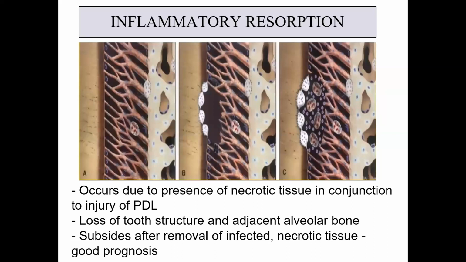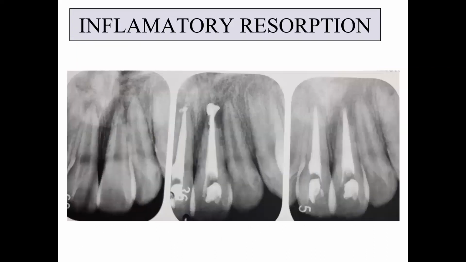And unless you intervene in time, the inflammation, the infection can carry on, and you can actually get loss of tooth structure and even adjacent alveolar bone loss. But if you can remove the infection, then the prognosis will be good. So just to show you on an X-ray, you can see that you've got an incisor that had avulsed and it was reimplanted.